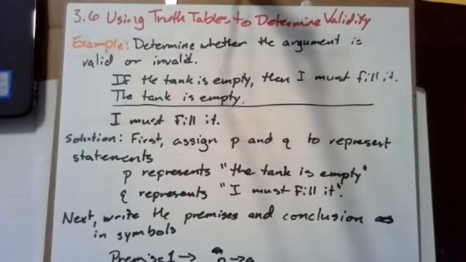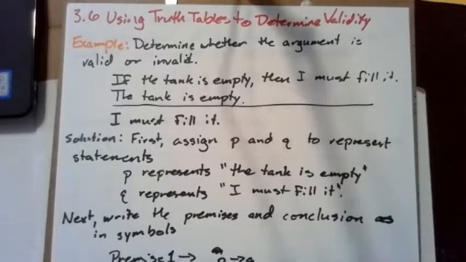In this video, we'll use truth tables to determine the validity of arguments. We're going to start with a simple argument and determine whether the argument is valid or invalid. If the tank is empty, then I must fill it. The tank is empty. Therefore, I must fill it.